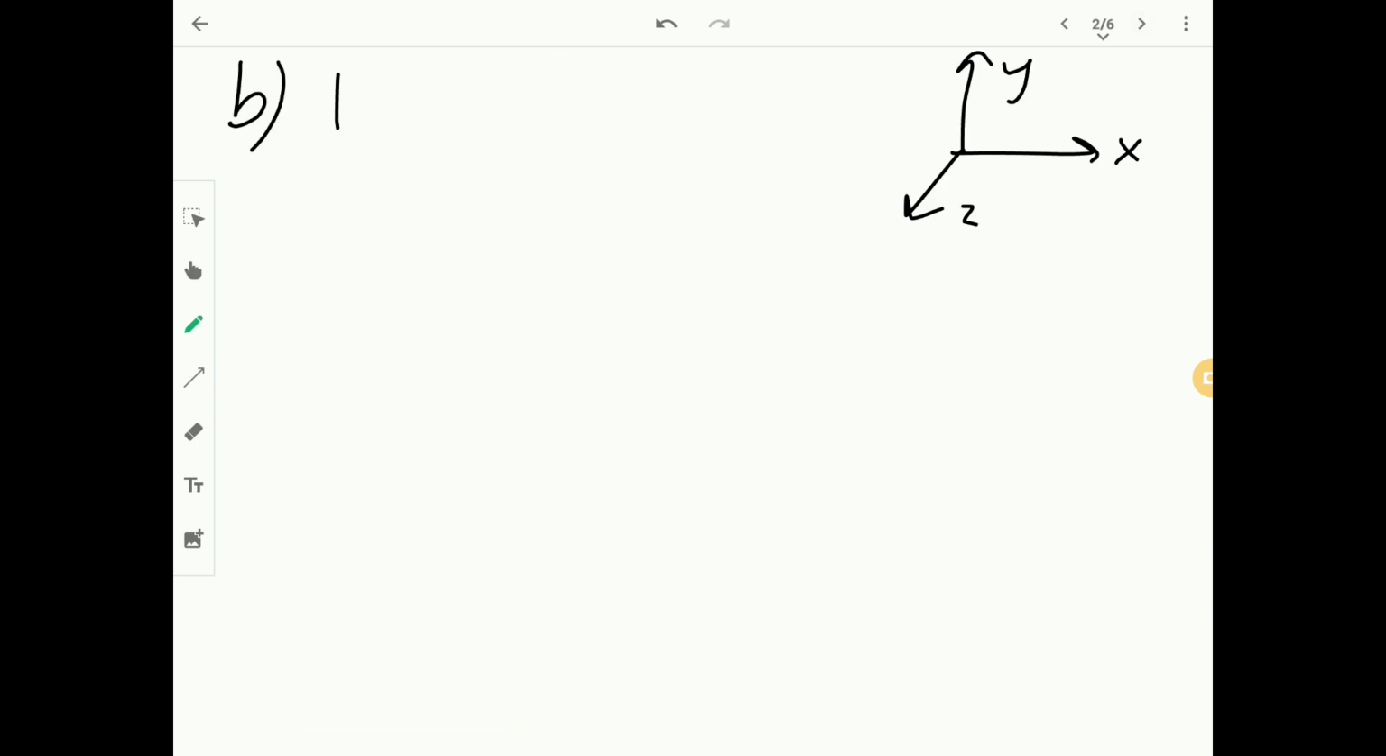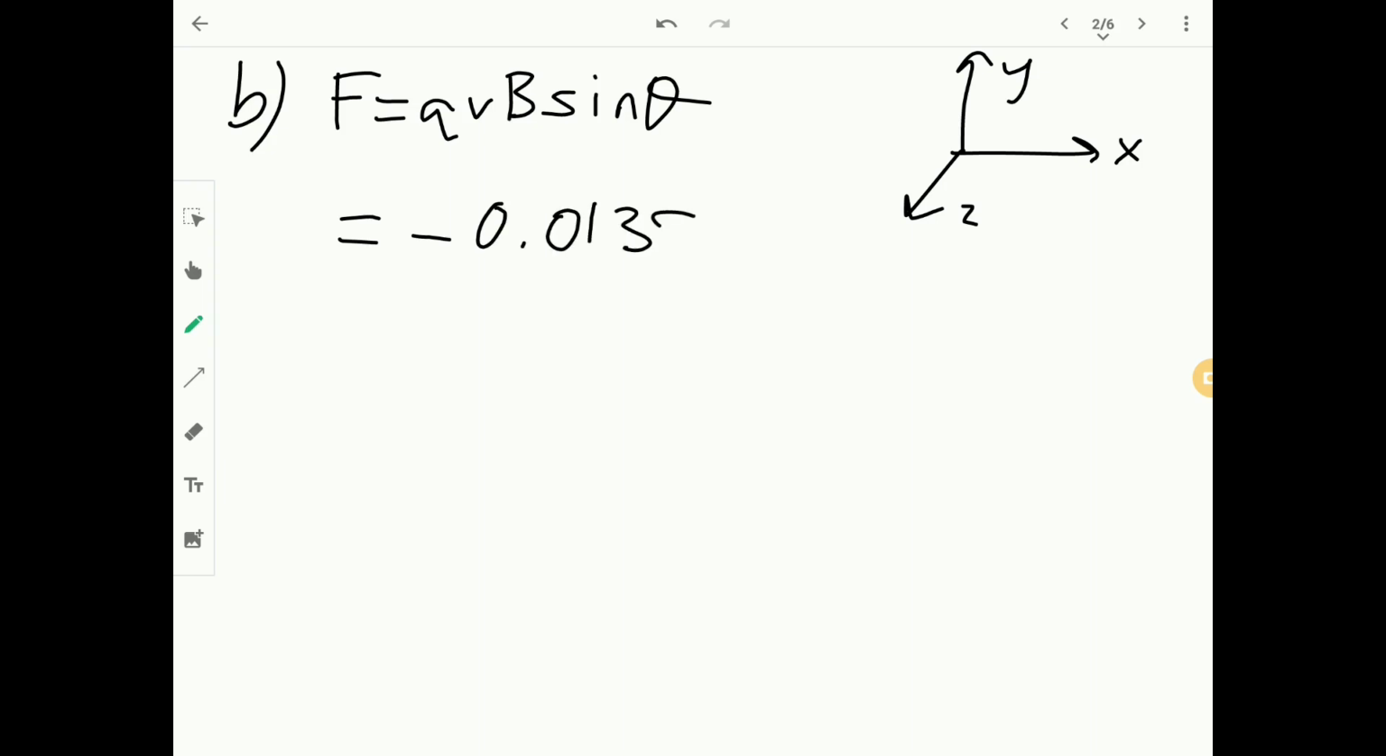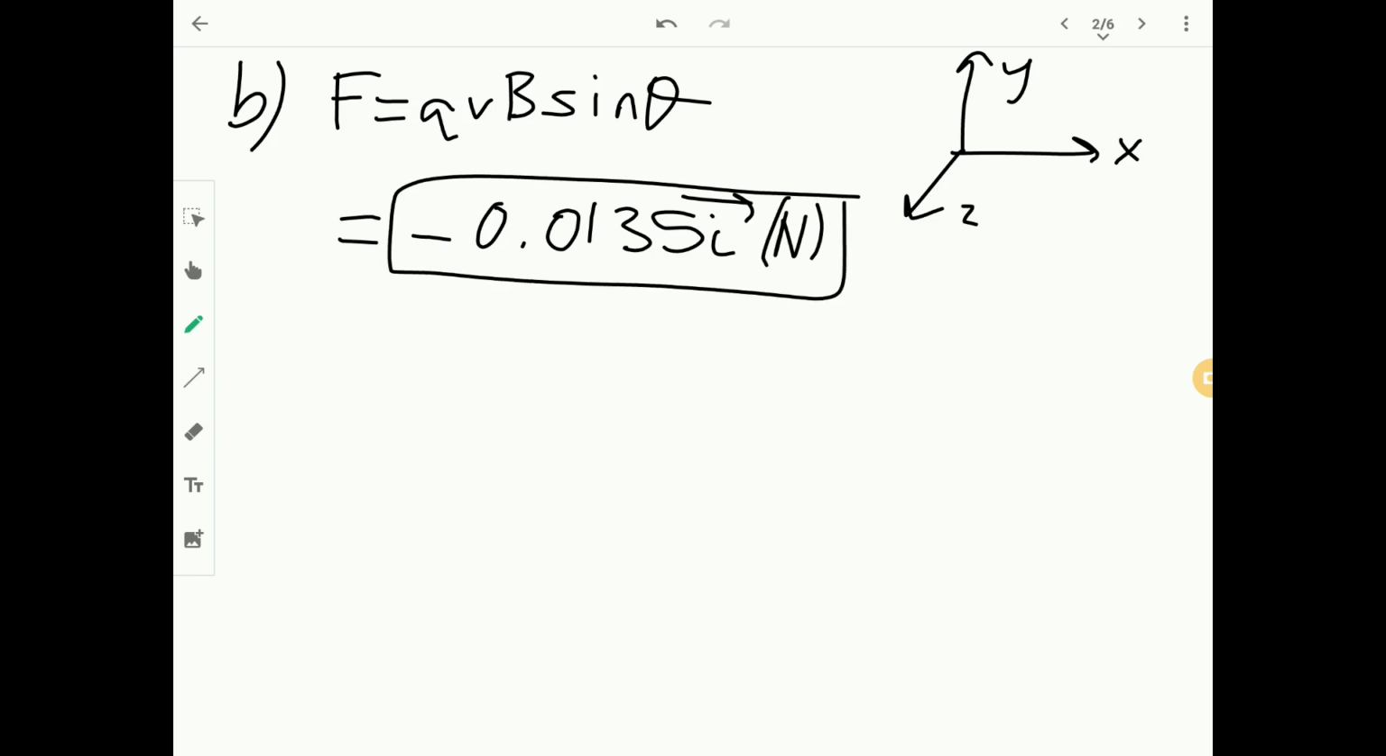So F equals Q V B sine theta, where you can substitute all the values. Obviously, we can use Q to be negative because anyways our answer is in negative I. And when we substitute, we should get negative 0.0135 I. And obviously newtons. So negative I because our force is in the negative X direction, and newtons because it's a force. Give you guys a few seconds and then move on.